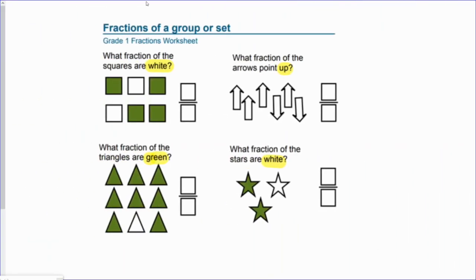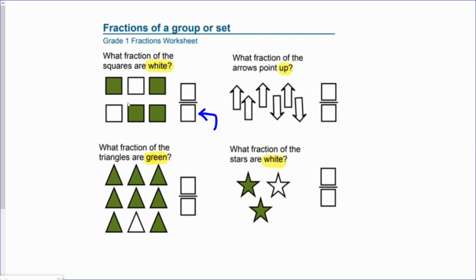Okay, let's get right into your work. Your work today is going to look like this, and if you're paying attention right now, I'm going to give you some of the answers, technically. Your first question says, what fraction of the squares are white? And for our fraction here, this is where it's going to go. The bottom box under the line is where we always put the altogether number.